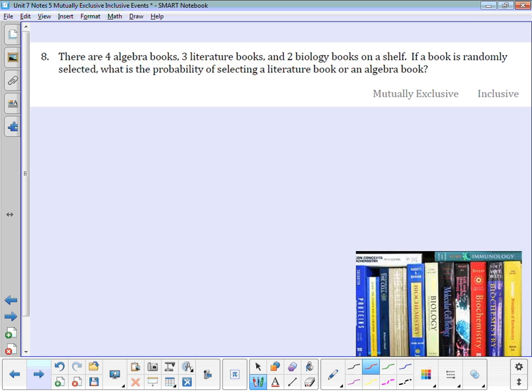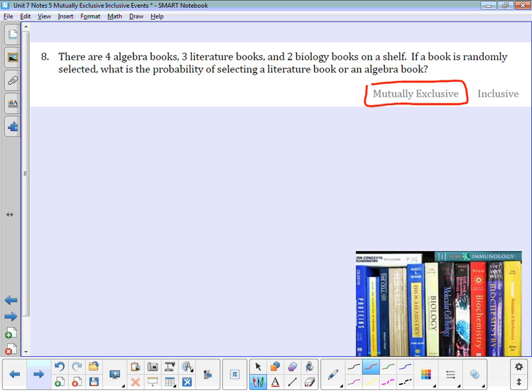And let's take a look at number 8. In number 8, it says there are 4 algebra books, 3 literature books, 2 biology books on a shelf. What's the probability that you select a literature book or an algebra book? So first of all, can something be a literature book and an algebra book at the same time? No. So these are mutually exclusive events.